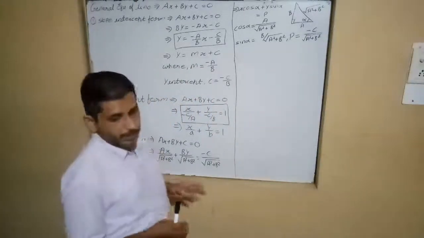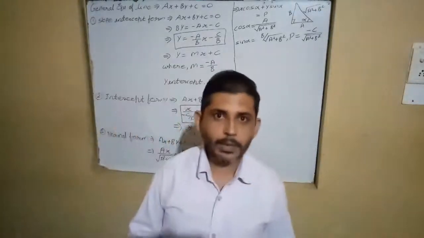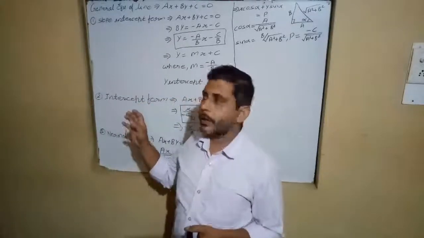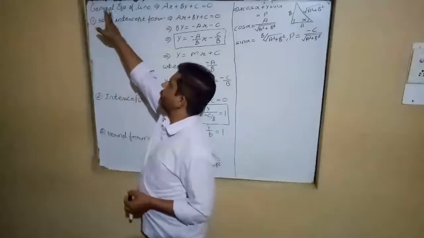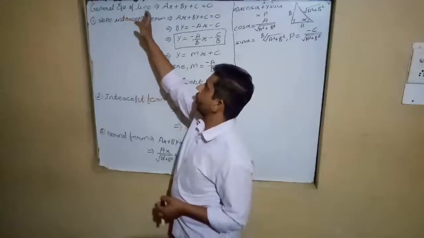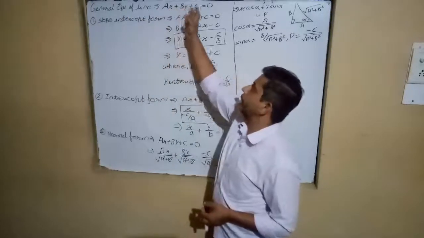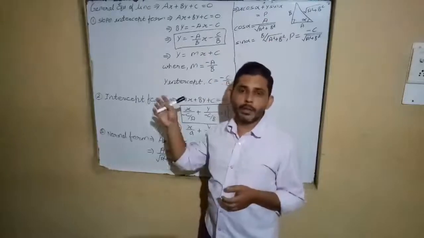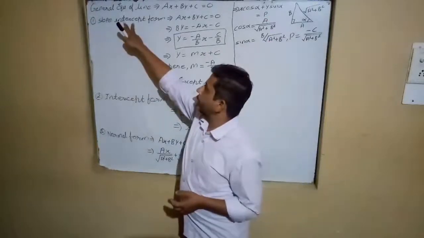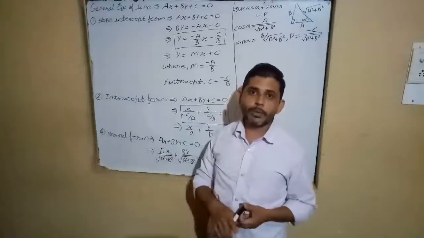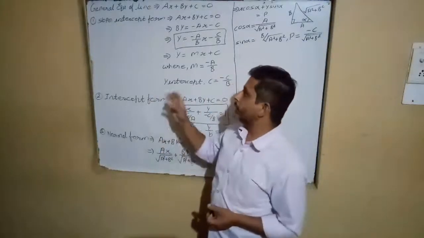So now we start our next exercise 10.3 with a new topic. The topic is the general equation of a line. What is the general equation of a line? Ax plus by plus c is equal to 0. Now we reduce the general equation into the intercept form, slope intercept form and normal form. How to convert into these forms?